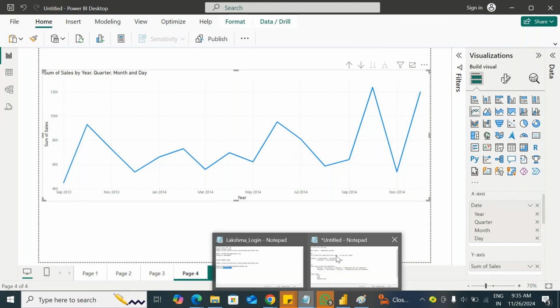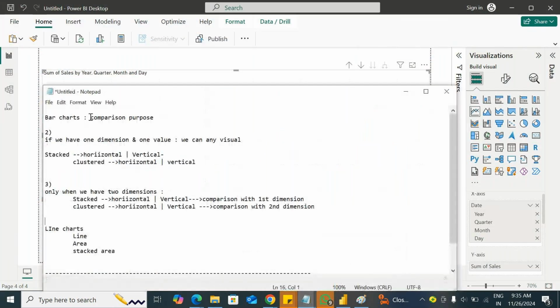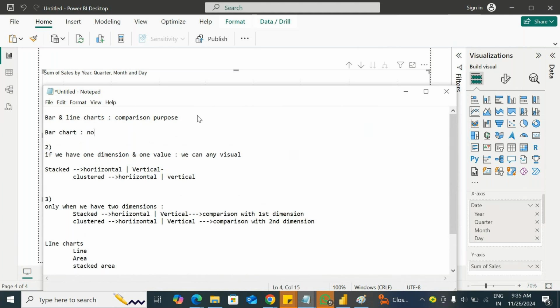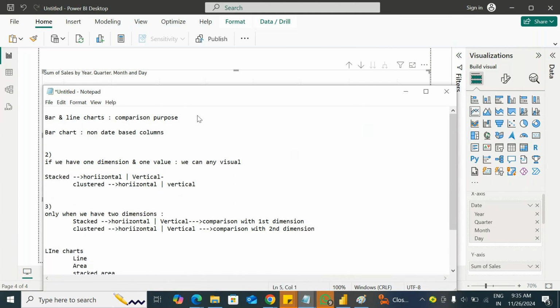So the bar chart and a line chart both are for comparison only. But the bar chart is for non date-based columns, whereas the line chart is for date-based columns.